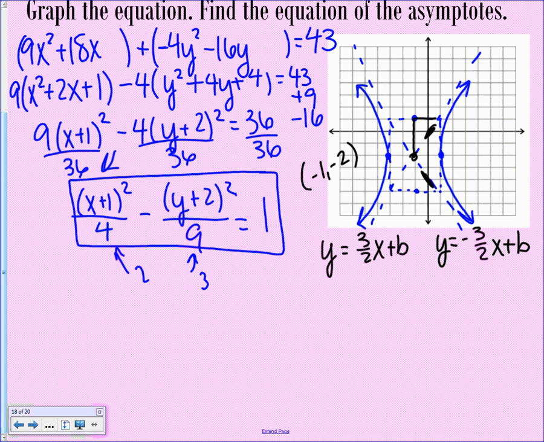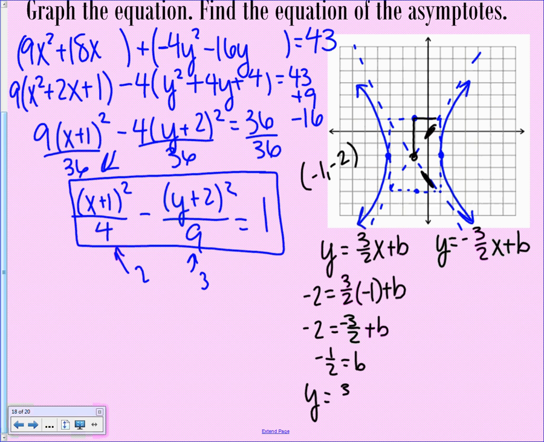And so we can plug -1, -2 into both equations to actually find our b value. So -2 equals 3/2 times -1 plus b. So if you add 3/2 to both sides, -2 plus 3/2, you're going to have -1/2. So your equation would be y equals 3/2 x, and then minus 1/2.